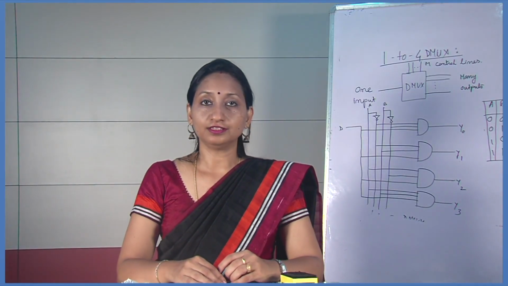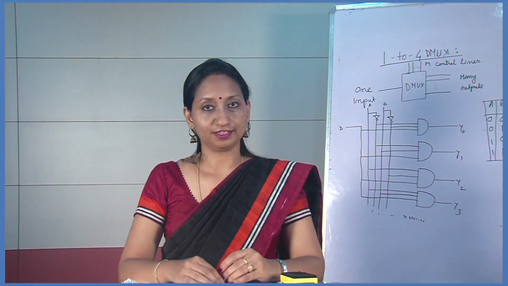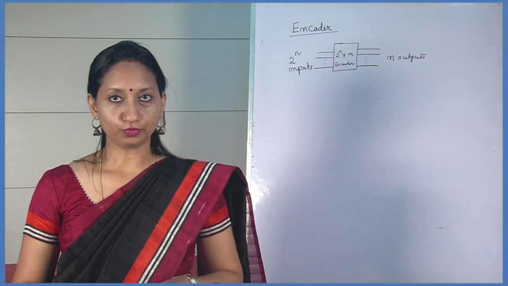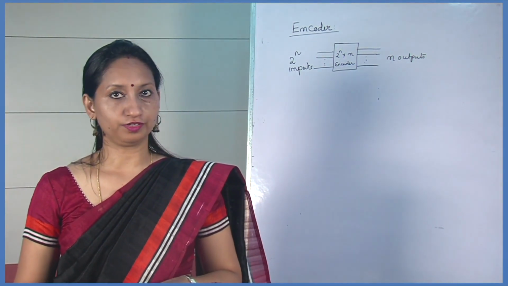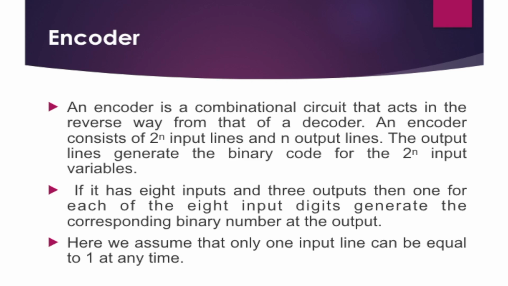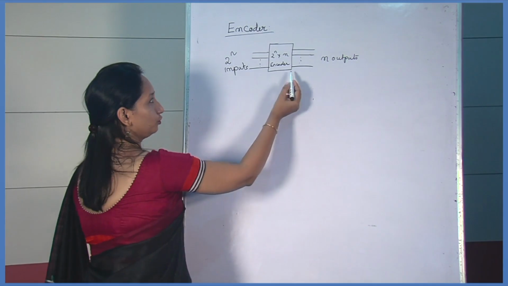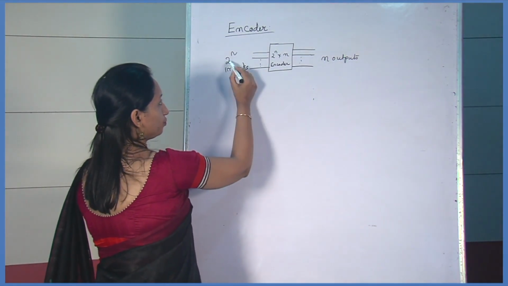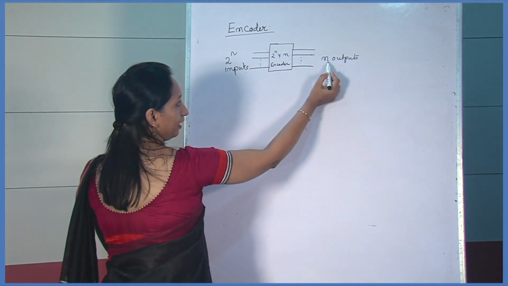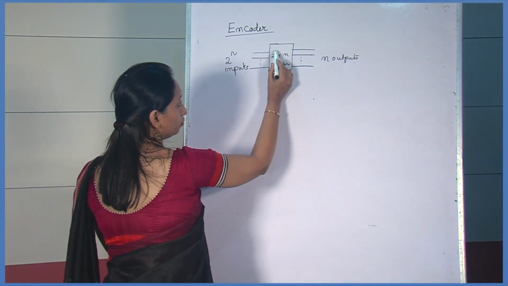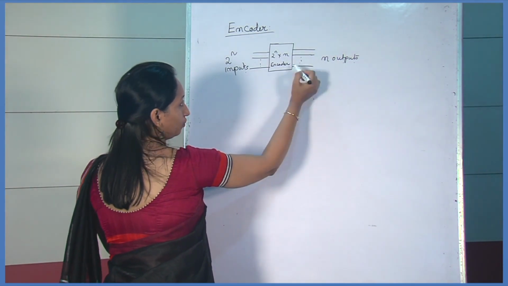Next, we shall see the encoder and decoder combinational circuits. Here, the encoder is the octal to binary encoder logic circuit. We will see, if 2 to the power n is the number of inputs, then there will be n outputs. So this is the block diagram of the encoder. So this is an encoder. If there are 2 to the power n inputs, then n outputs. So it is a 2 to the power n into n encoder.